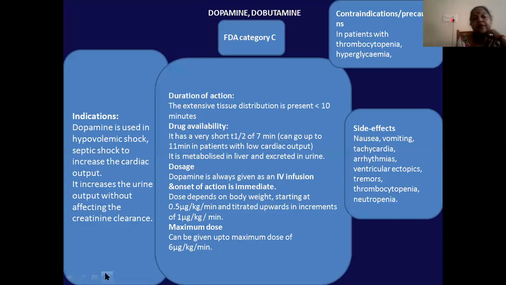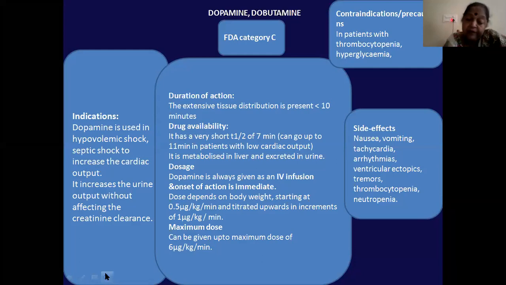About the emergency drugs, I will not go into details, but you should know what are the emergency drugs and emergency tray, what drugs should be kept. So dopamine and dobutamine, these are the two drugs which are put in the emergency drug box. So the contraindications, you should remember precautions in patients when they are having thrombocytopenia and hyperglycemia, and dopamine has got a very short half life, that you should remember. And it is metabolized in liver and excreted in urine.